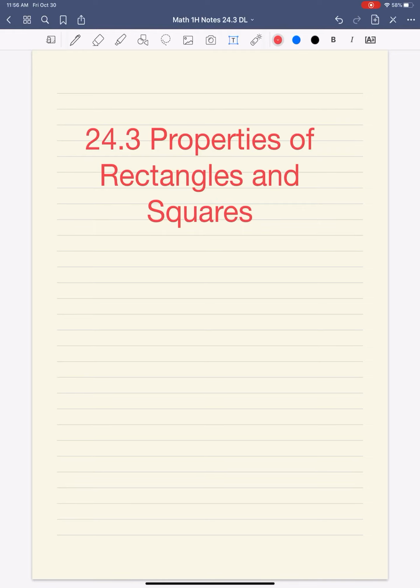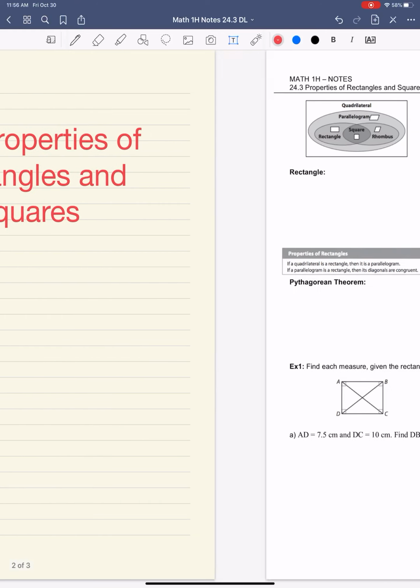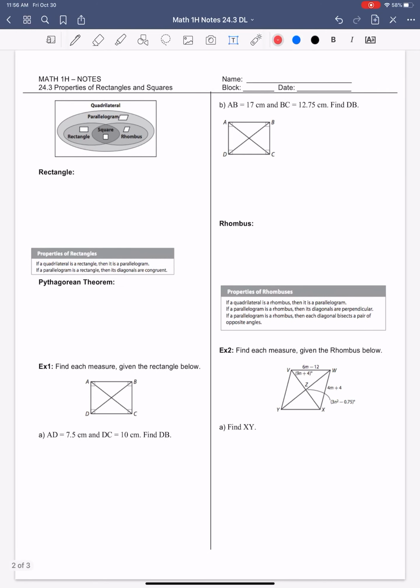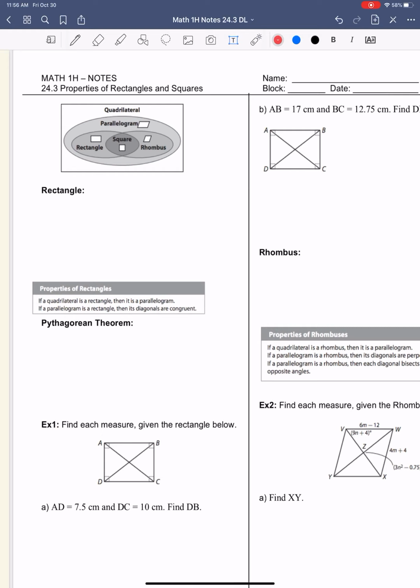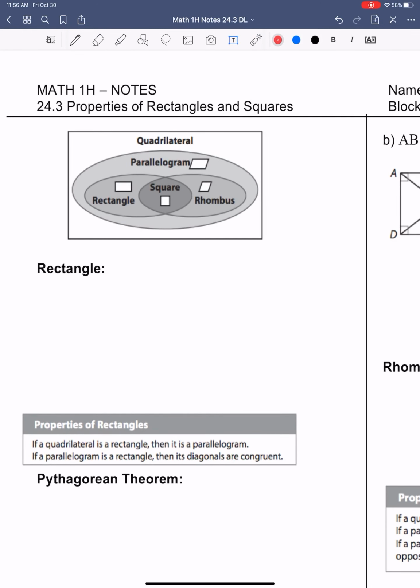All right, we're going to jump into lesson 24.3, which is properties of rectangles and squares. We're also going to take a look at some properties of rhombus as well. And I like to start with this visual representation here, because it gives us an umbrella effect of these quadrilaterals and the different types of quadrilaterals that we're going to look at here.